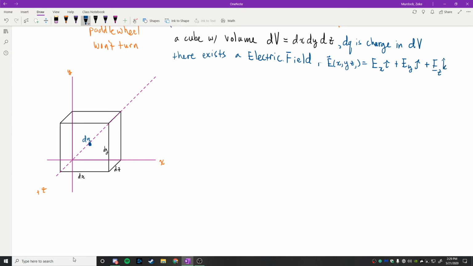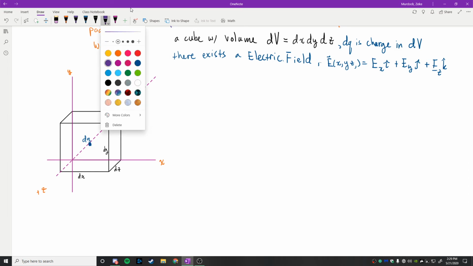Now, each one of these individually can be a function of x, y, and z. Ex can be a function of x, y, and z, Ey can be a function of x, y, and z, and Ez can be a function of x, y, and z. In particular, we're just going to look, I believe, at just the x direction and then kind of go from there. So what I want to say is that within this region, we've got this electric field.